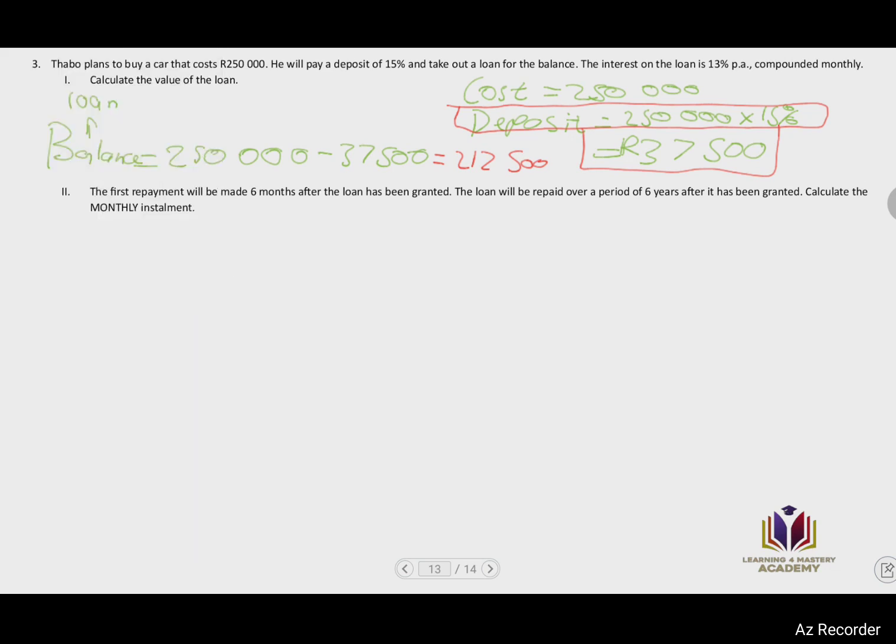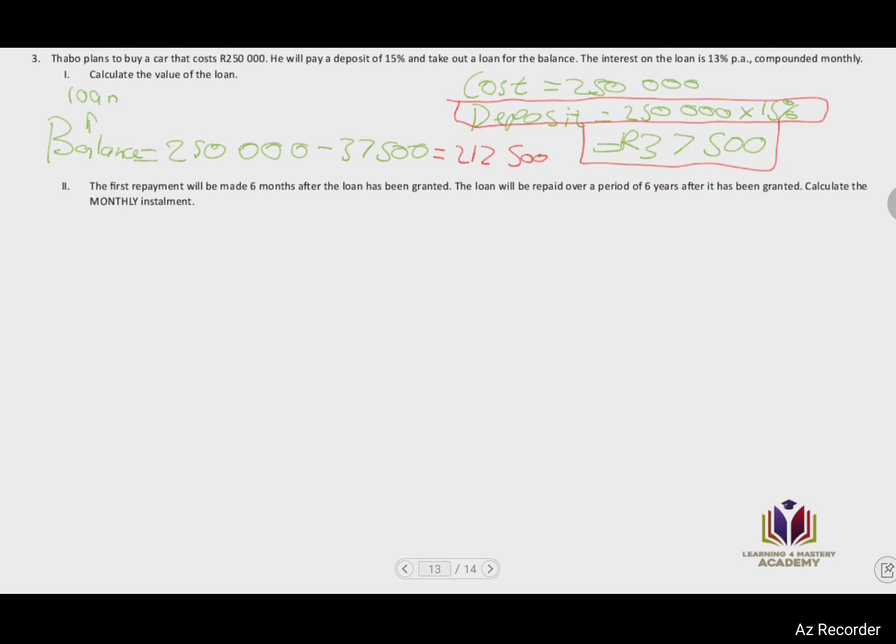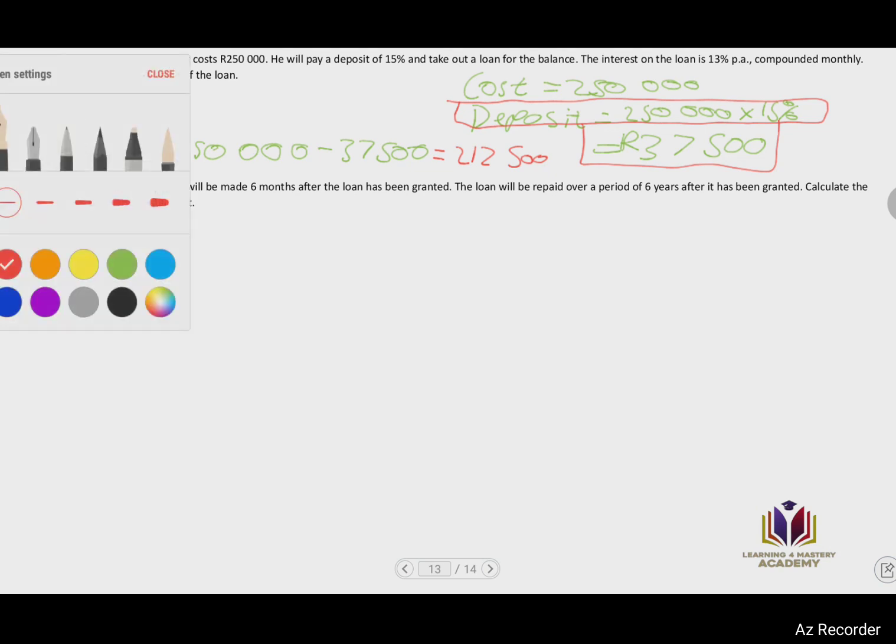Let's now proceed to the next question. Question 2 says the first repayment will be made 6 months after the loan has been granted, and the loan will be repaid over a period of 6 years after it has been granted. Calculate the monthly installment. Let's start with the first statement there, right? It's very important.